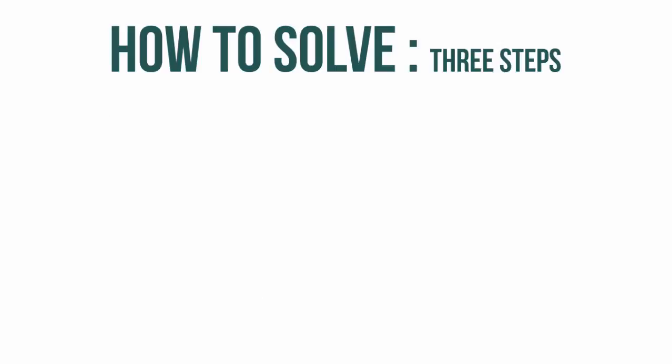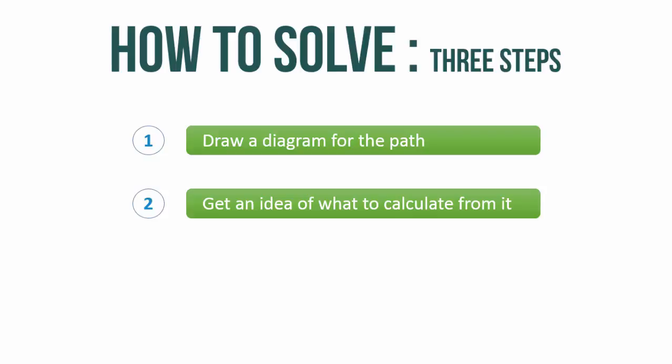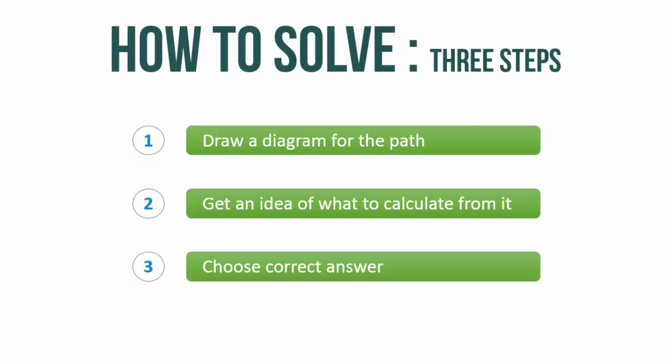The directions questions can be solved in 3 simple steps. Step 1 is to always draw a diagram for the path. Step 2 is from this diagram get an idea of what you have to calculate and then calculate it. And step 3 is to accordingly choose the right answer.